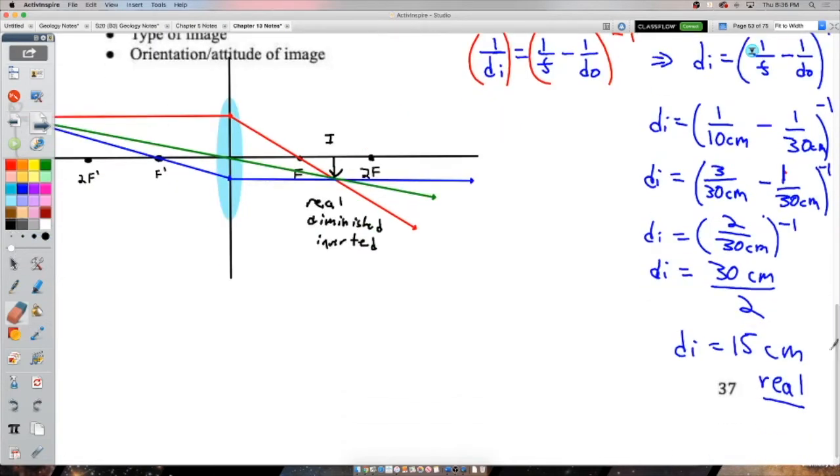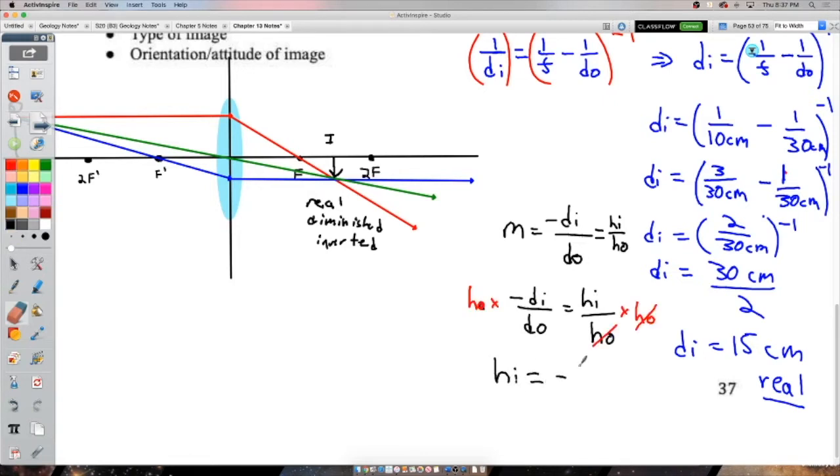Okay, so what about the size of the object? Well, for that, we can hop over to this guy. M equals negative DI over DO, okay, which equals HI over HO. We could find the magnification. The question didn't ask for that, but we totally could here. However, since it doesn't ask, let's just go straight into this guy, because all it wanted was the size, which just means HI, right?